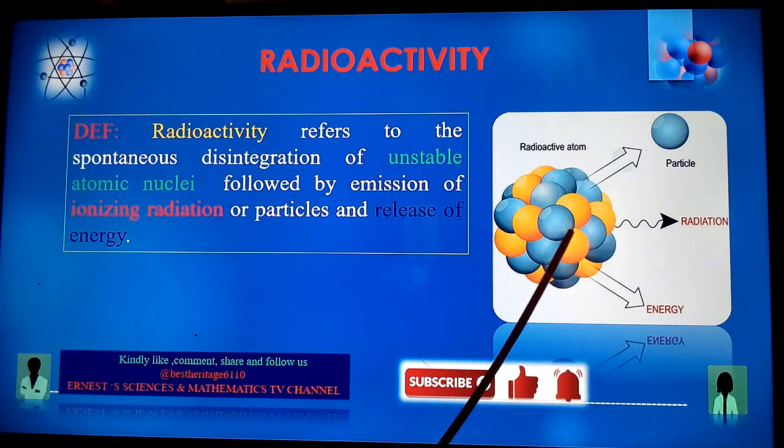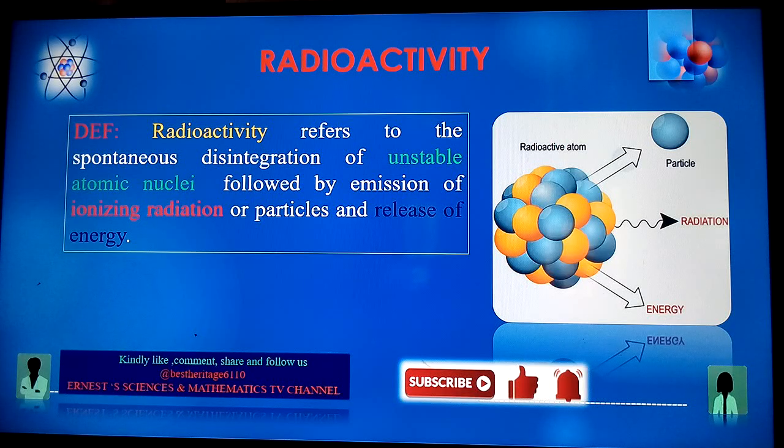So, as we said, this nucleus is going to disintegrate because it is unstable, and that is followed by emission of ionizing radiation in terms of energy. In our various videos we have talked about alpha, beta, and gamma radiations. Alpha and beta are particles released following the disintegration of the nucleus due to radioactivity. Ionizing means that this traveling energy is going to form ions along its way.